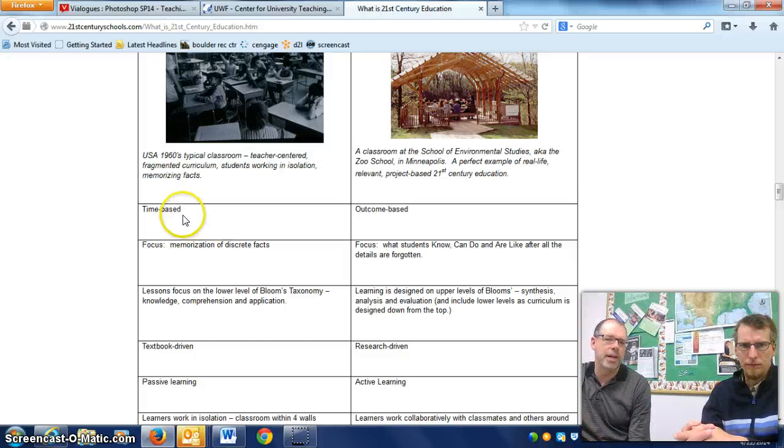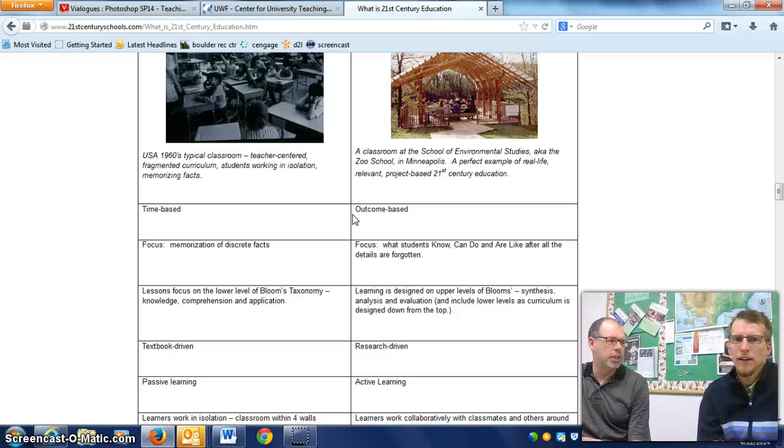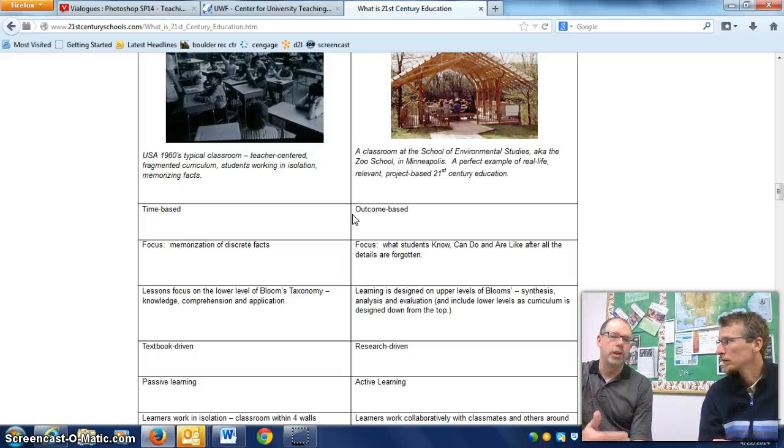So for example, time-based instruction versus outcome-based instruction. Focusing on, okay, I've got a lesson, it's going to last 50 minutes today, we're going to finish it, and tomorrow we're going to have a new lesson, last 50 minutes, we're going to move forward. Whereas in a 21st century classroom, a more outcome-based approach would be, I want to make sure my students have learned X, whatever it is I want them to learn today, and if it takes 2 days, if it takes 3 days, we're going to keep going on this until they've learned what it is we want them to learn. We're not going to base it on time.